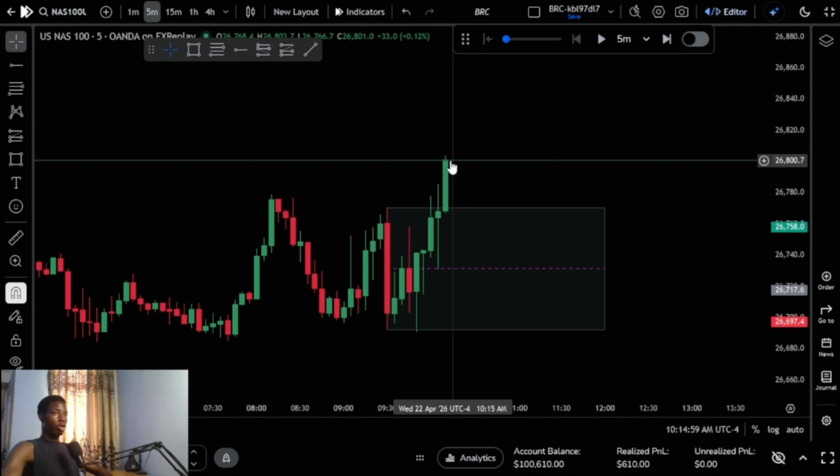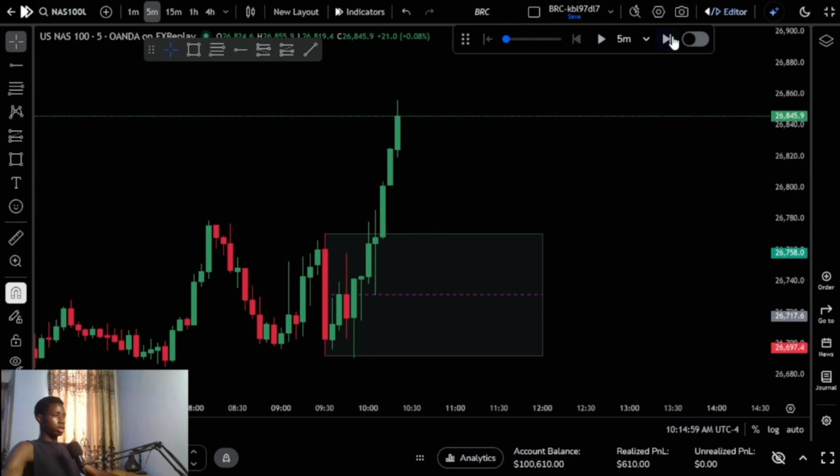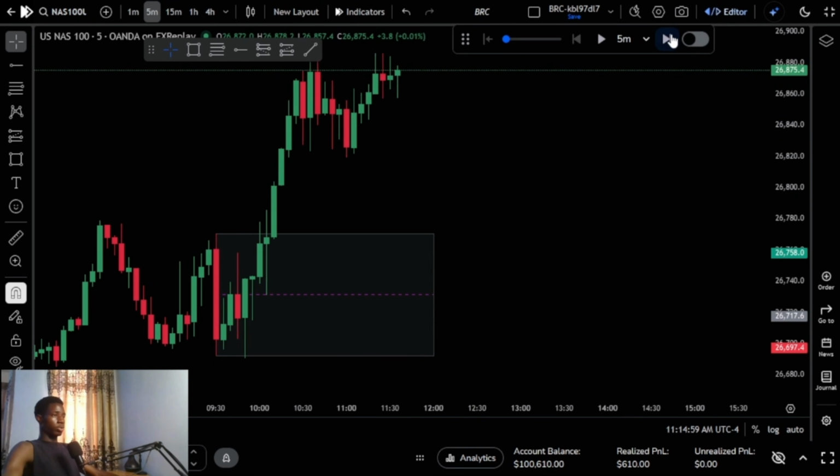I know people who trade the ORB strategy, which is the opening range breakout. Some people use the 5-minute opening range breakout. Some people use a 15-minute opening range breakout. Most people have entered right there, and price just went all the way to the upside.